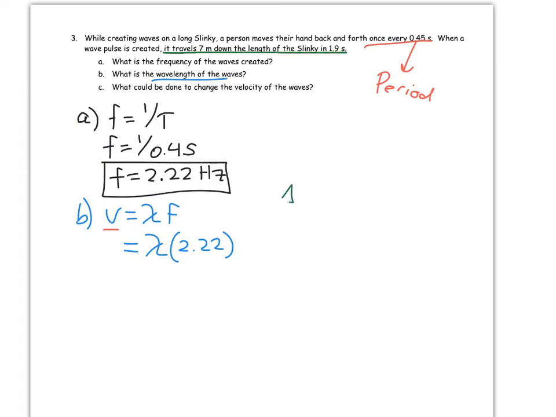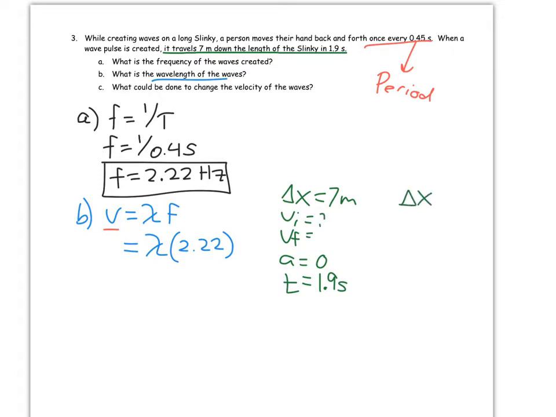So we can think about basically kinematics here. Now, waves travel at a constant speed, they don't accelerate. So we can just set that to be 0. We know our time is 1.9 seconds, and our displacement here is going to be 7 meters. And so we can go ahead and solve for our velocity.